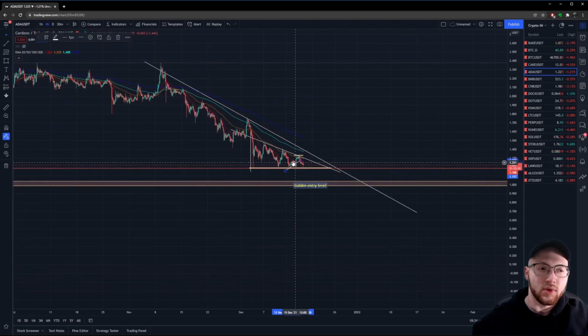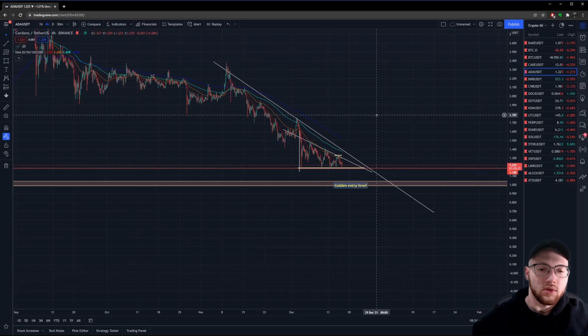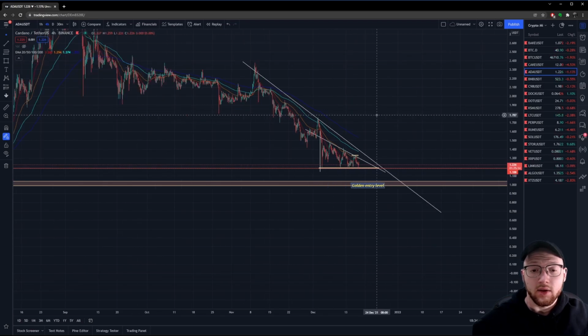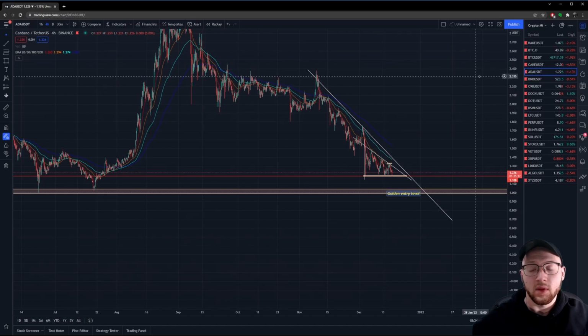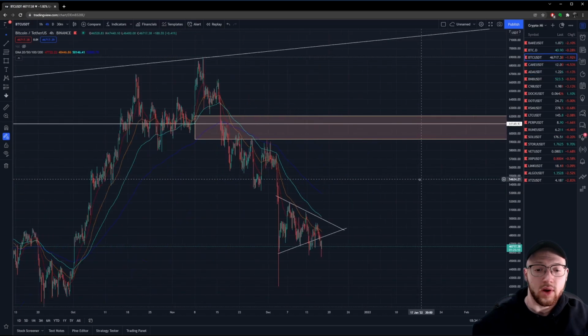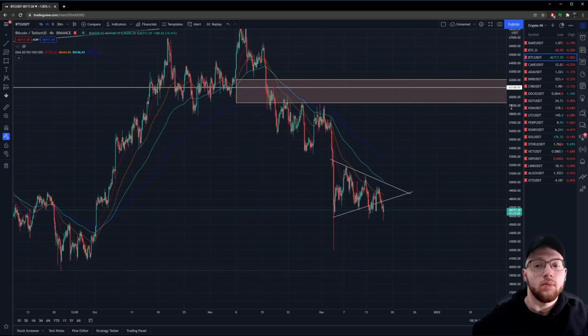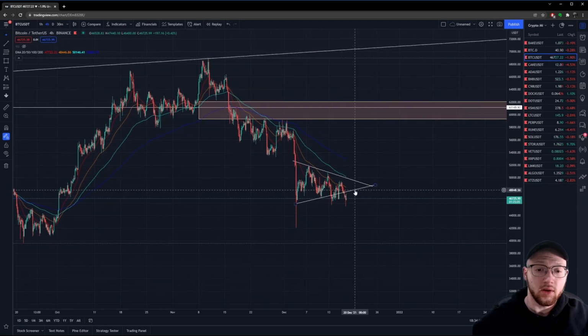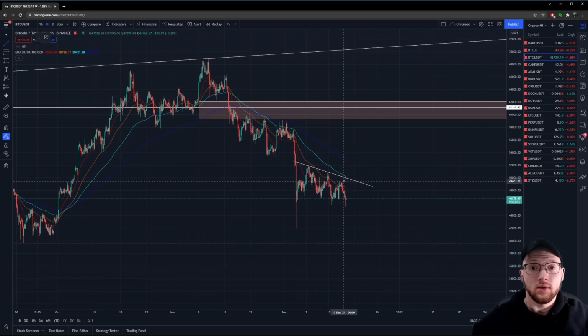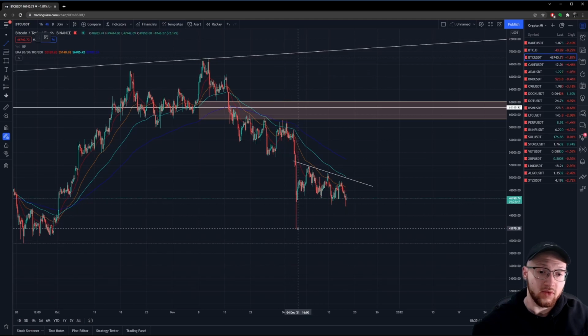I think it's something that we really need to be aware of, that ADA is not bullish. And I would like to show you Bitcoin as well really quick. So Bitcoin is basically doing the same thing, but a little bit different. Let me show you really quick. So this is Bitcoin. As you can see, it even failed to reach the line. So it failed to reach the resistance level, which is bad for Bitcoin.